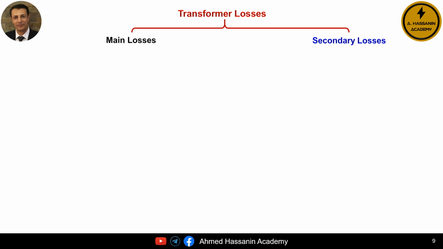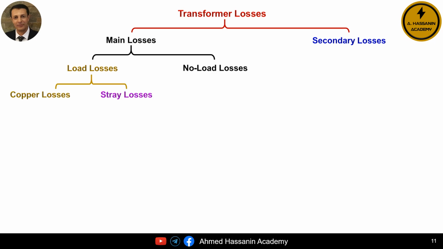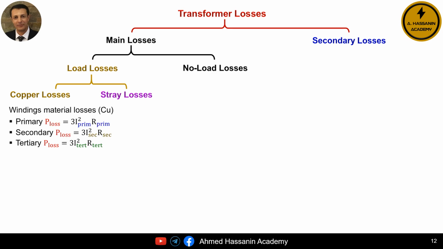Main losses and secondary losses. The main losses inside the transformer consist of two types, load losses and no load losses. Load losses consist of copper losses and stray losses. Of course, copper losses result from the flow of electric current through the transformer windings, whether the windings on the primary side, the secondary side, or the tertiary windings, because naturally each winding has a different resistance and carries a different electric current. However, with regard to stray losses, they consist of stray capacitance and leakage inductance.